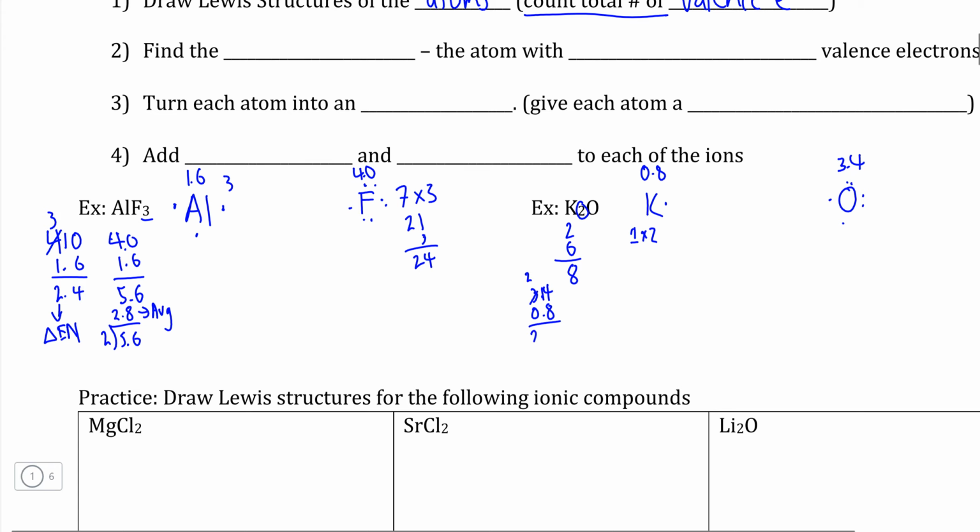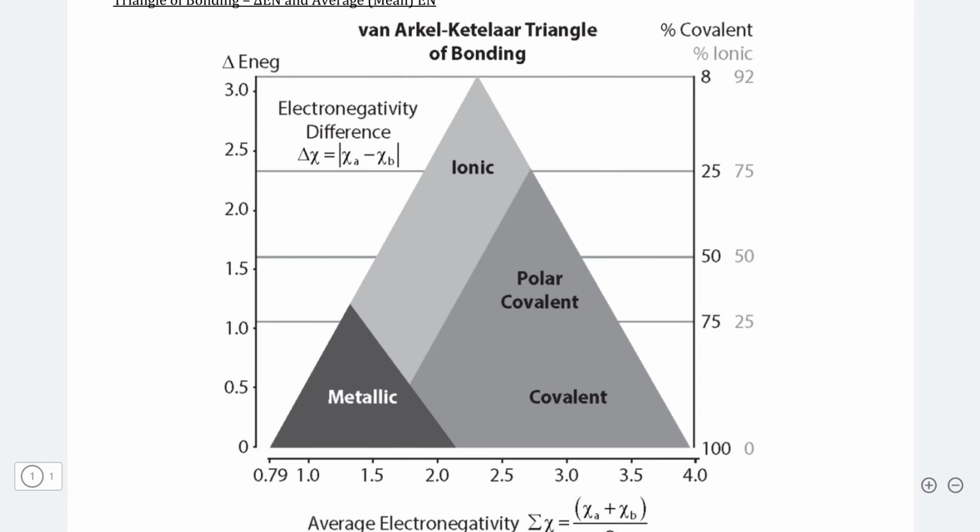So this comes to 2.6, which we see is pretty close to the electronegativity difference in aluminum fluoride. And then if we do our average electronegativity calculation, 3.4 plus 0.8 comes to 4.2. So our average electronegativity, if we divide this number by 2, comes to 2.1. So then we can go and do the comparison of delta EN versus average EN.